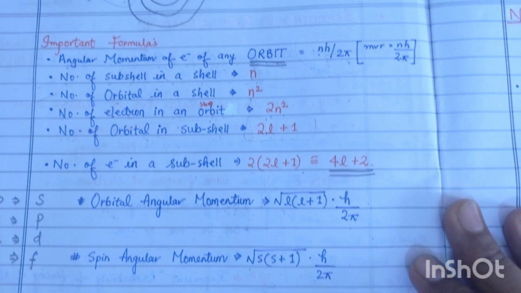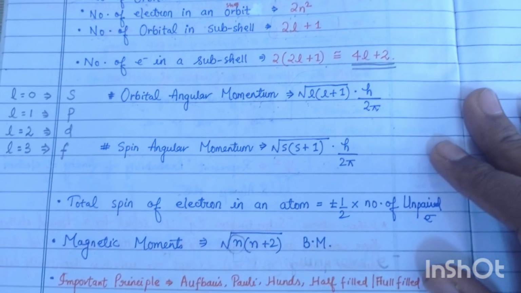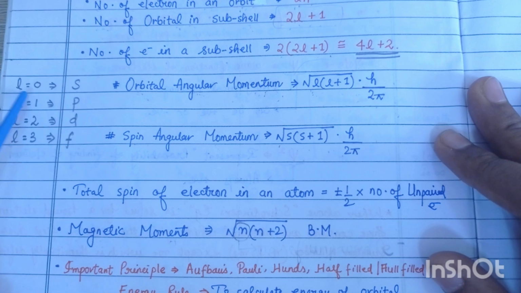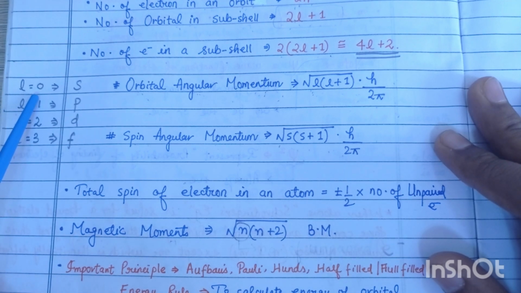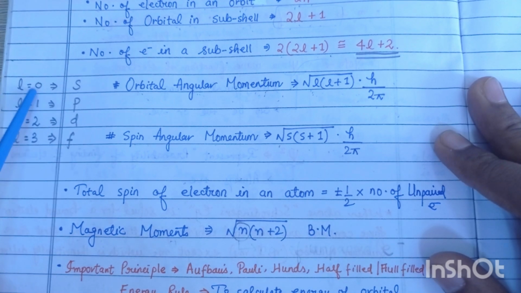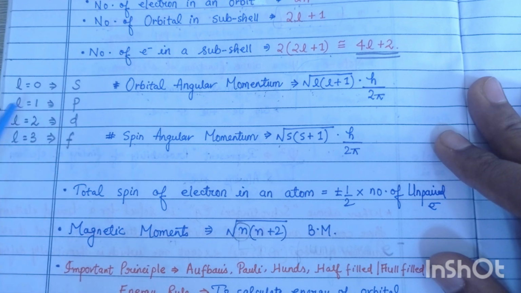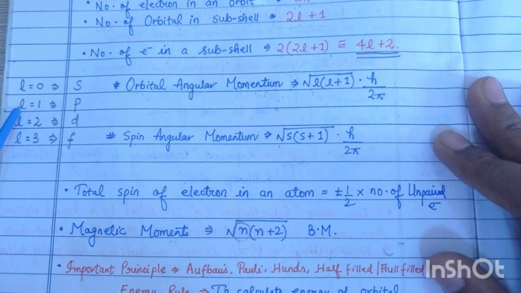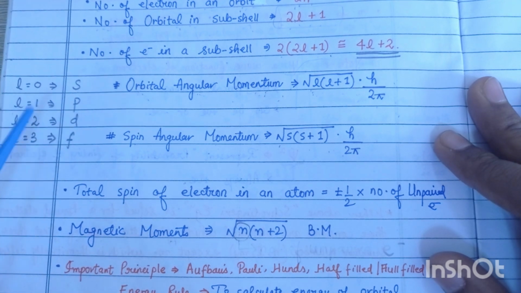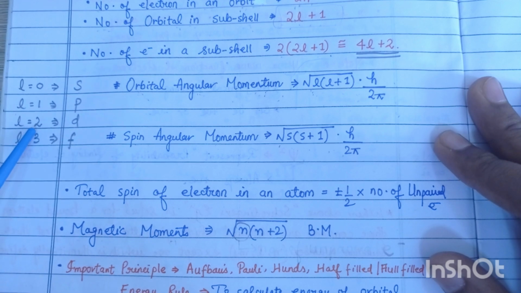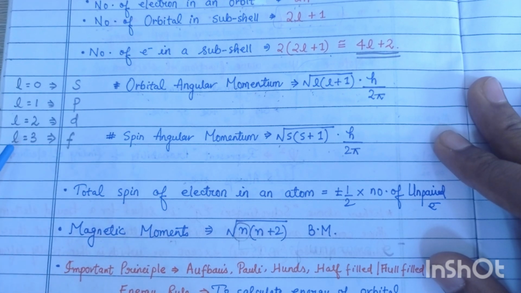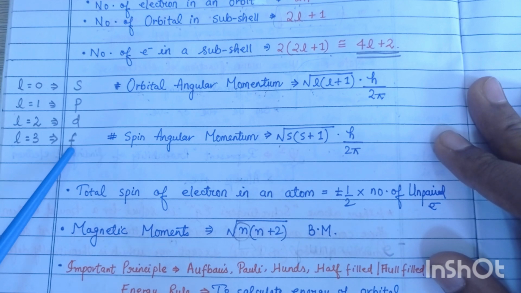And one thing you must remember: when the value of the azimuthal quantum number l is 0, it represents the s subshell. When l is 1, it represents the p subshell. When l is 2, it represents the d subshell. When l is 3, it represents the f subshell.